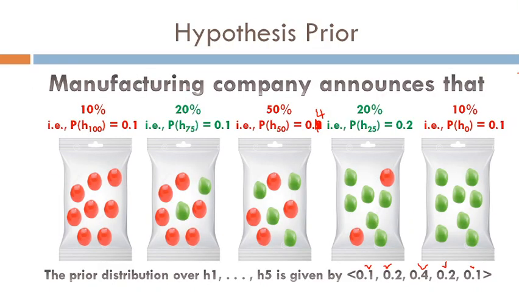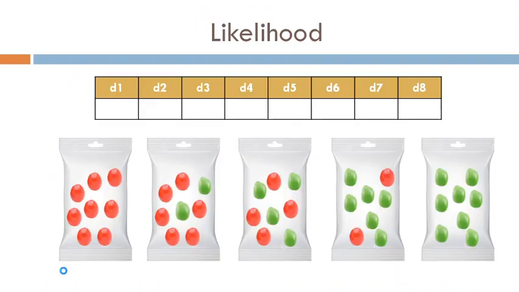Now what is likelihood? This is the prior hypothesis values, how the company manufactures. Now coming to the likelihood, how likelihood works. Very interesting thing here. See, how many candies? 8 candies there. So I am taking 8 data values in the table.